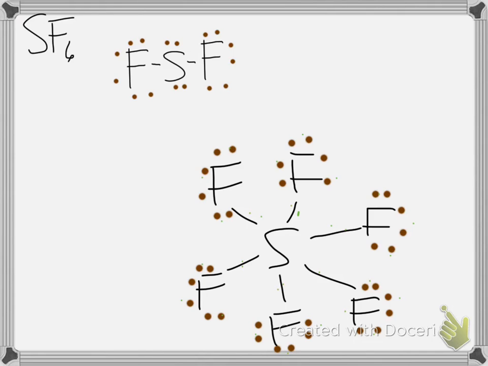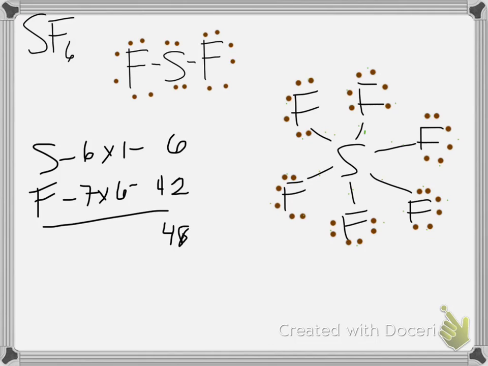But count the number of valence electrons you had going in. By my math, we should have 48 valence electrons. Go ahead and take a moment and count the number of valence electrons present there. Did you get 48? You should. 2, 4, 6, 8, 10, up to 48. For these non-conformers, they don't meet the octet rule. They violate the octet rule.